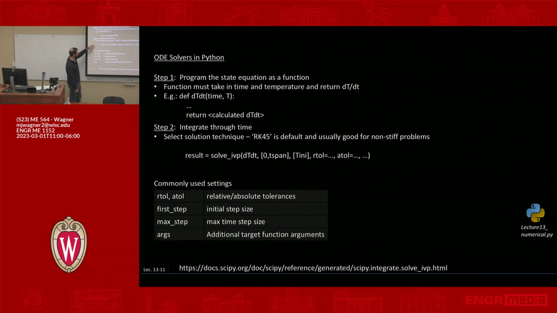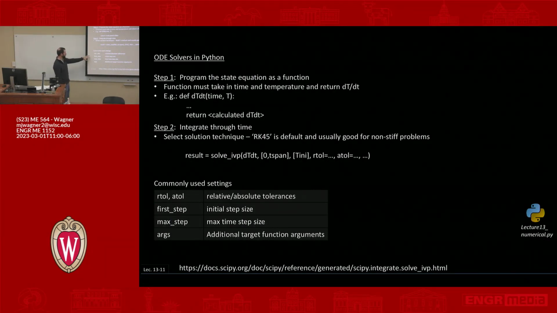So again, it integrates forward in time. The one that I found works pretty well is in the SciPy library called Solve Initial Value Problem, solve_ivp. There's an analog for this in MATLAB. I think it's almost the same function name. Again, you're giving it the function name that you've programmed here for your state equation. You can optionally give it a time span, an initial temperature, and then some tolerances that need to be solved.